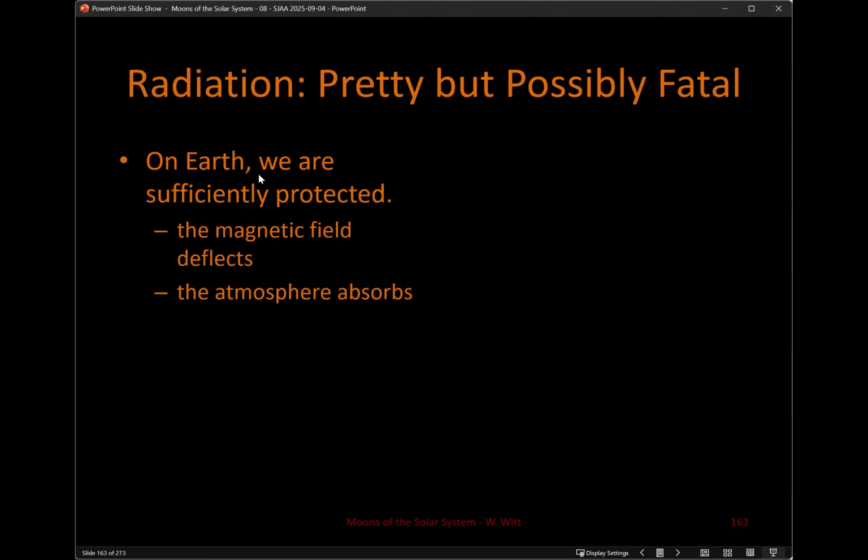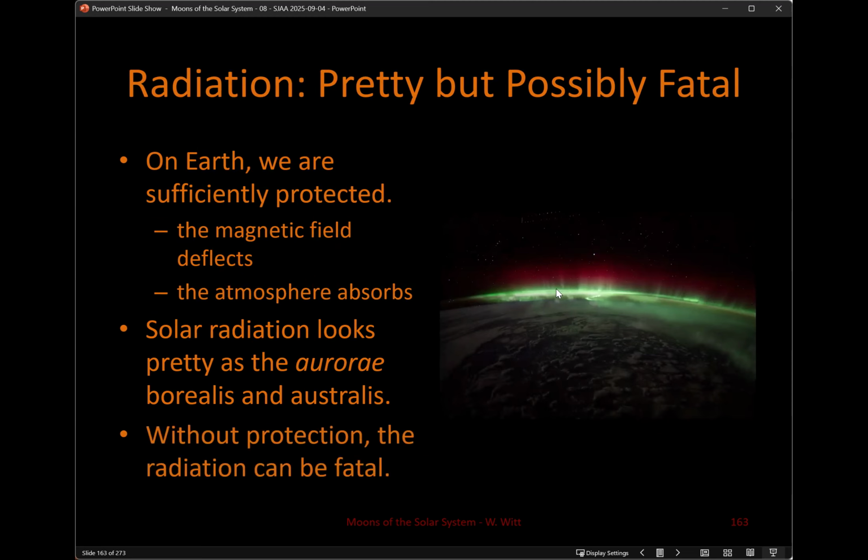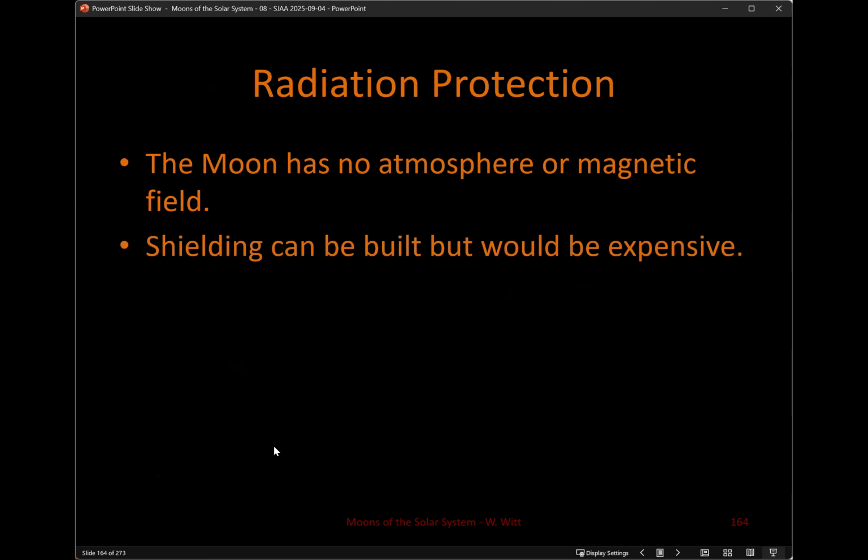But it turns out on Earth, we are sufficiently protected through our magnetic field and our atmosphere, deflecting and absorbing this radiation, which by the way gives us the aurora, right? This is our atmosphere and magnetic field in action, keeping us safe, and giving us a pretty light show in the process. But without this protection, this radiation can be fatal. So the moon has no atmosphere or magnetic field to keep us safe.